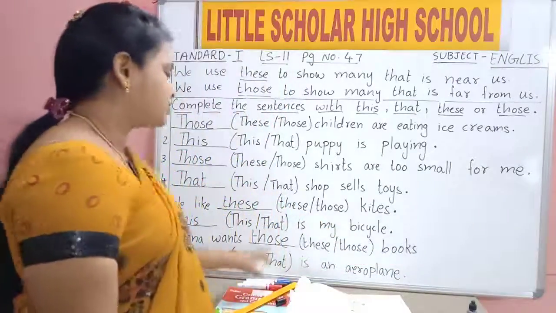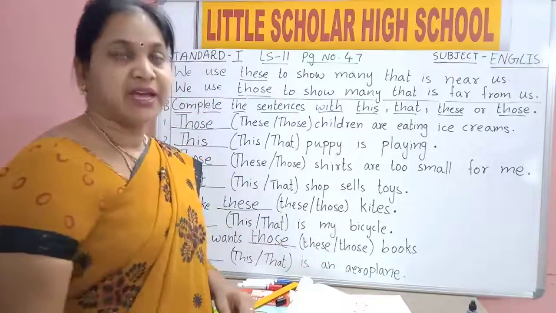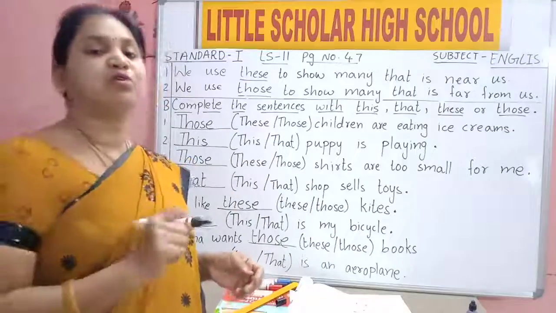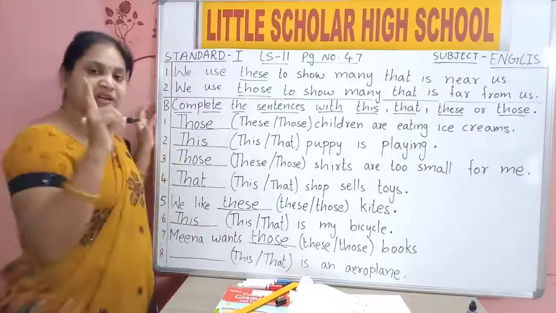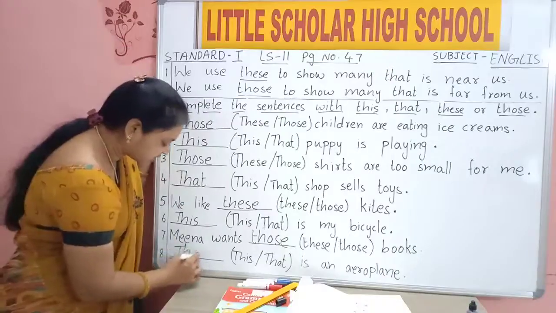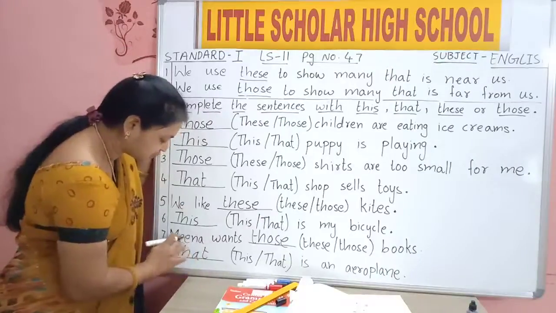Next. Dash is an aeroplane. The aeroplane is flying up in the sky. So what will we say? That is an aeroplane, because the aeroplane is only one. So what will we use? That. T-H-A-T. That is an aeroplane.